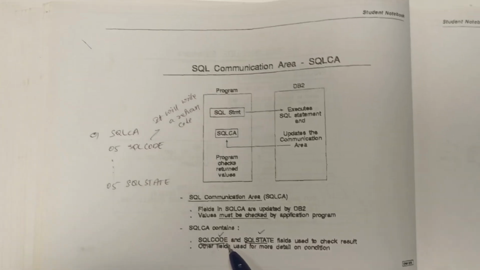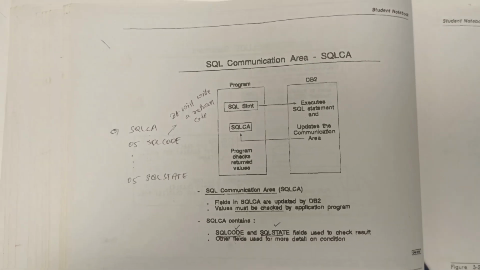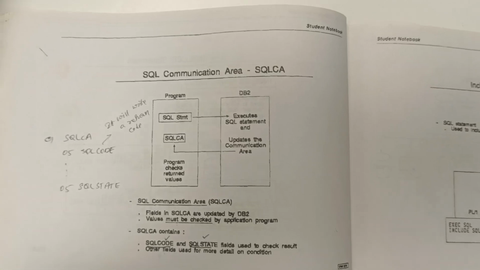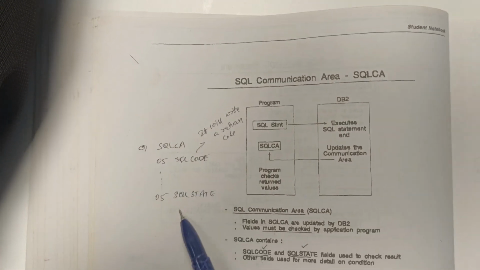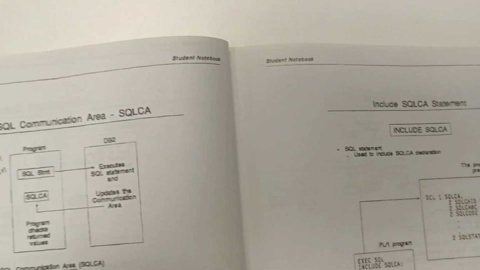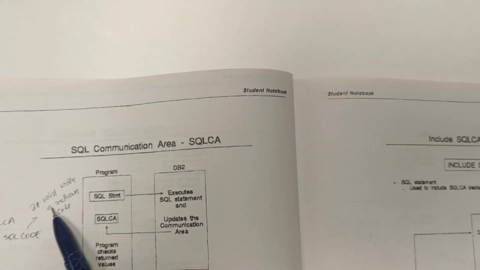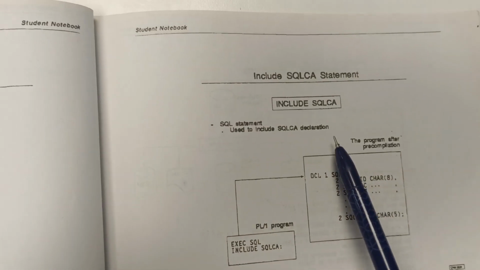SQL CA contains the SQL code and SQL state. It identifies the status of the SQL statement, and these are sample codes for SQL code and SQL state here. Mainly it is used to handle the return code of the SQL statement.